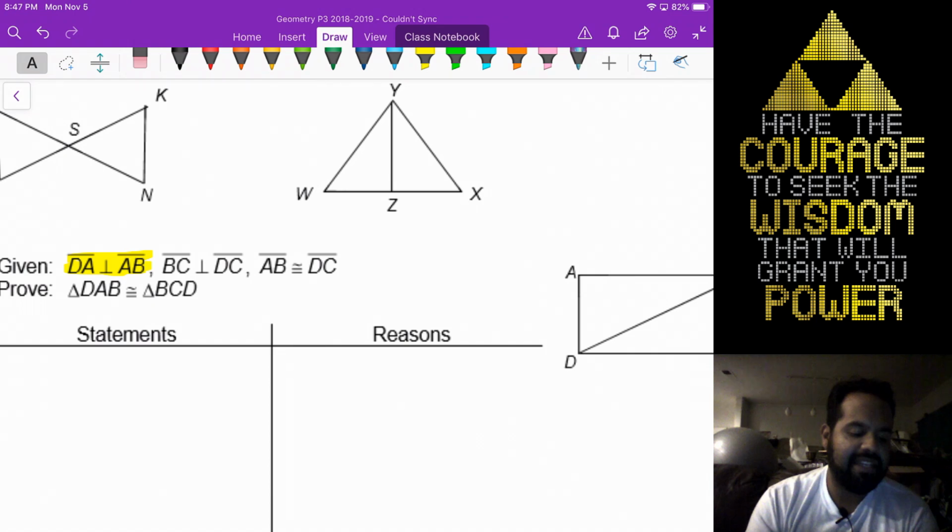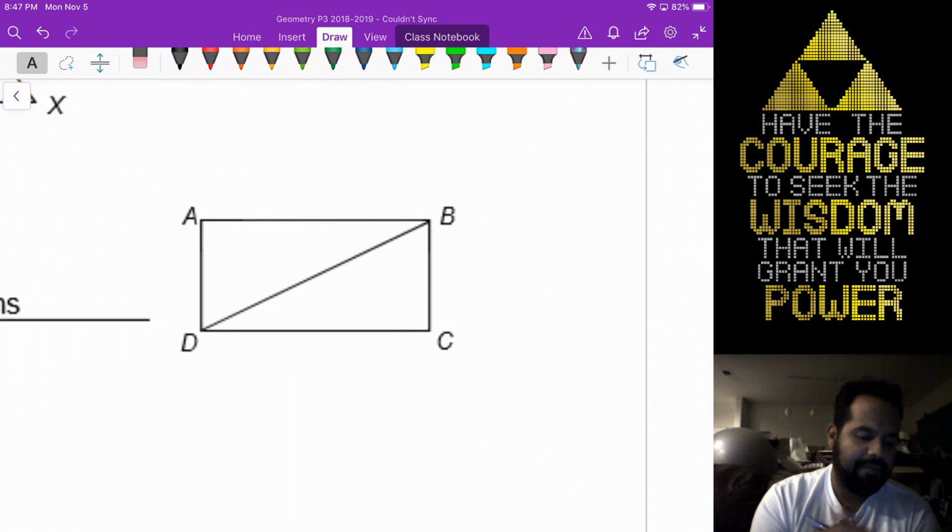So I'm going to look at line DA and AB. That's this line here with this line here. And the perpendicular means you create a right angle. Boom.